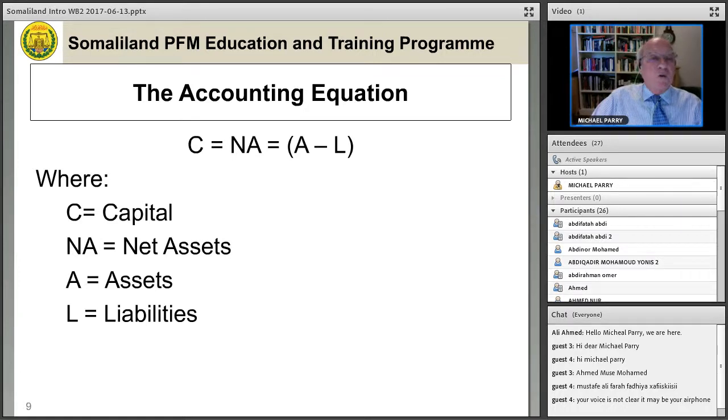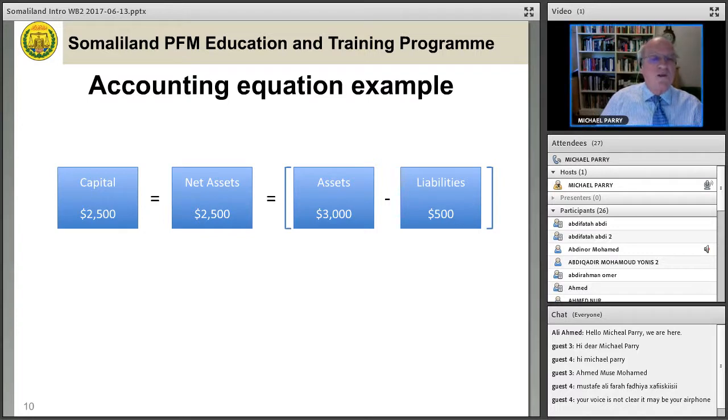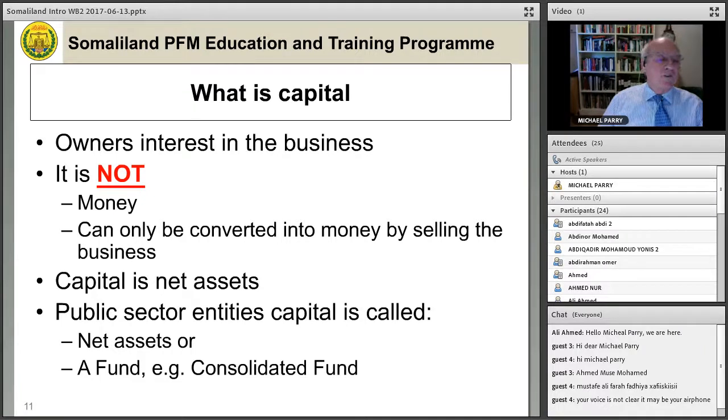The accounting equation is another way of looking at it for those of you with a mathematical bent, and we can say that capital equals net assets, which equals assets minus liabilities. That's the basic accounting equation, which is always valid. And finally, we can look at that with a very simple example. We can say that in any organization, it has capital of $2,500. By definition, that equals net assets of $2,500, which is further defined as assets of $3,000 less liabilities of $500. So that's really 3 different ways of looking at it.